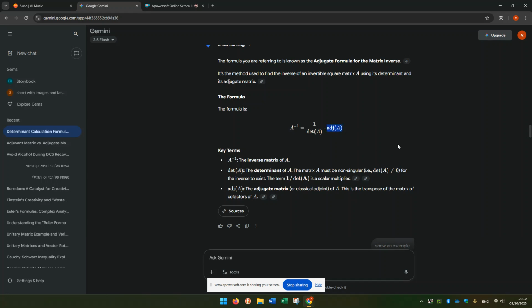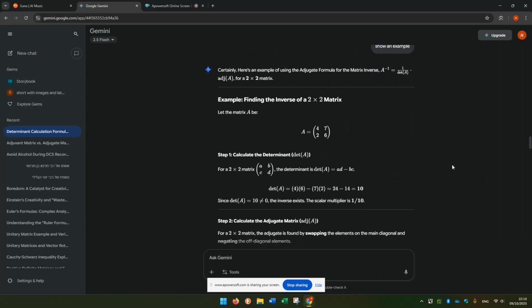Okay, so adjugate A: you find the cofactor matrix that we just showed you how to build, and then you take the transpose. This transpose of the cofactor matrix is the adjugate matrix. You can see the adjugate A, the adjugate matrix or classical adjoint of A. This is the transpose of the matrix of cofactors of A. We saw the cofactor matrix. Now take the transpose. This is the adjugate matrix. And the determinant you of course know how to find, and this is how we can find the inverse of the matrix. Let's see a very simple example.